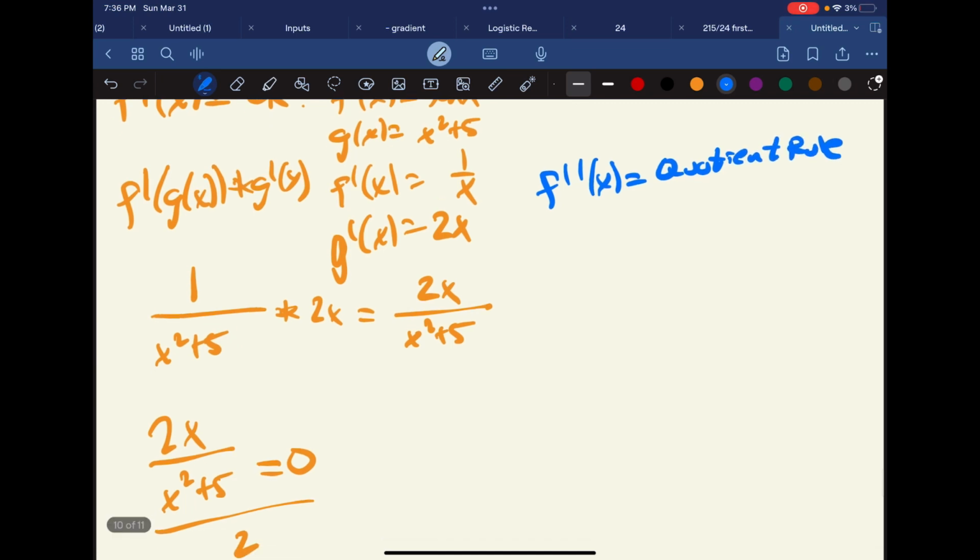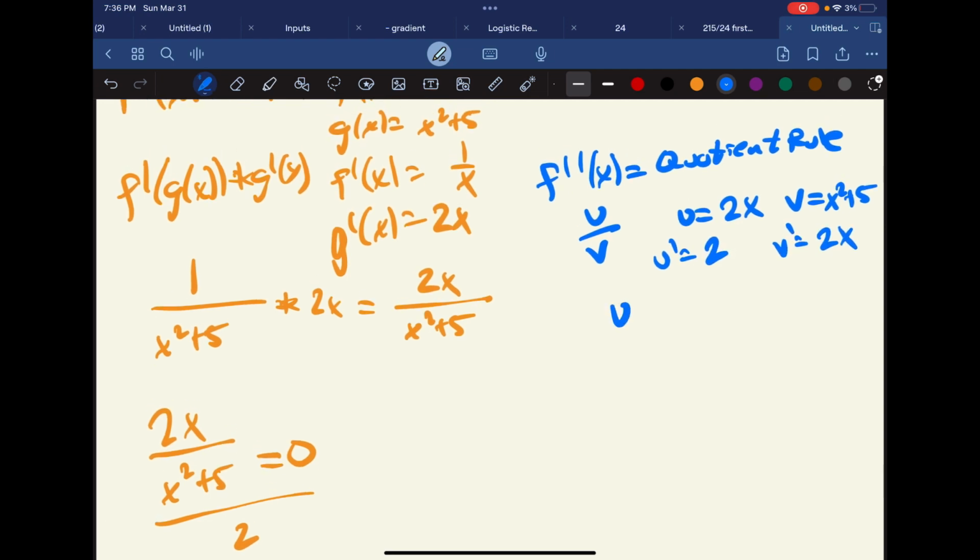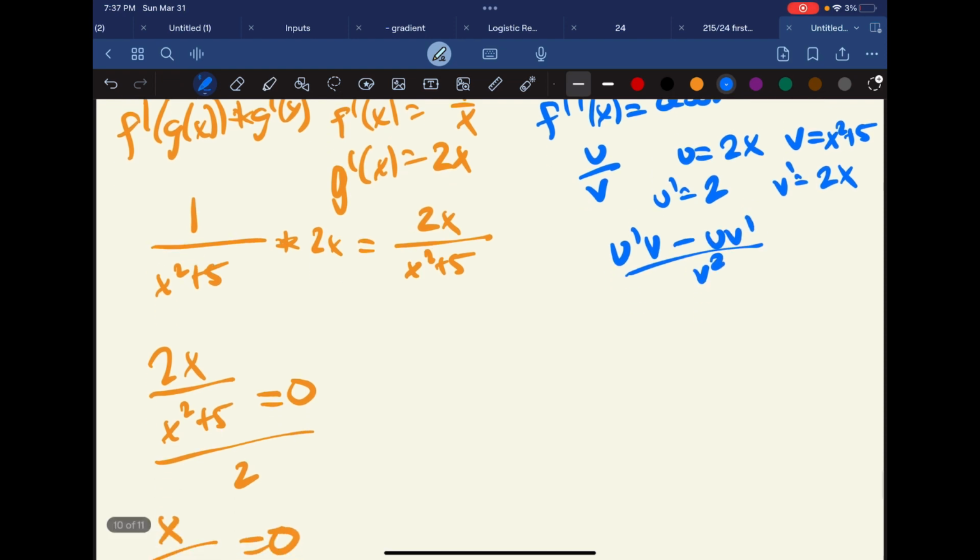So if it's u over v, or however you know your quotient rule, u equals 2x, and then v equals x squared plus 5. The derivative of 2x is just 2, and the derivative of x squared plus 5 is just 2x. And so then it follows the form u prime v minus u v prime over v squared.